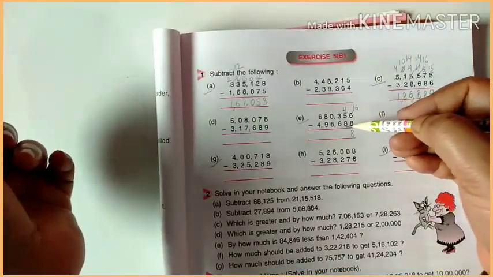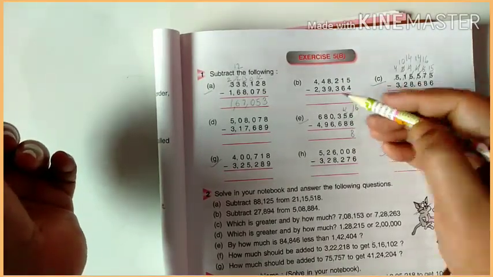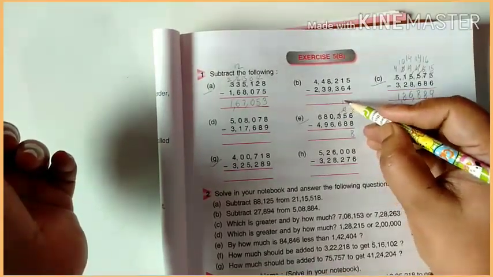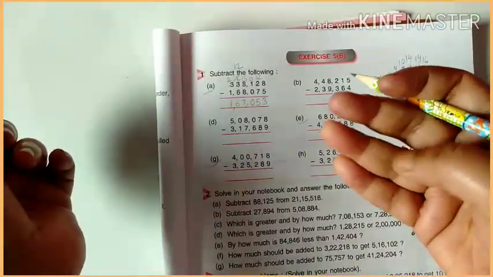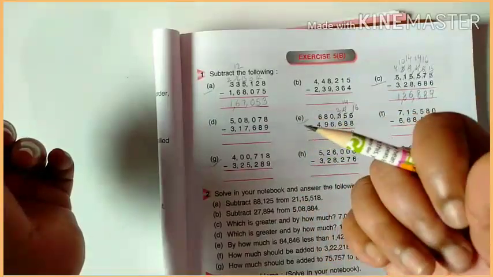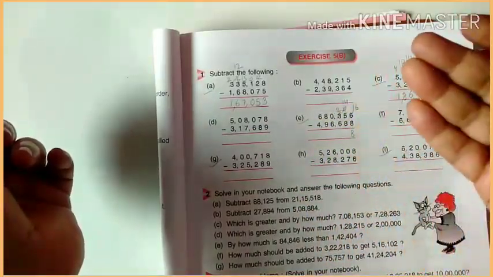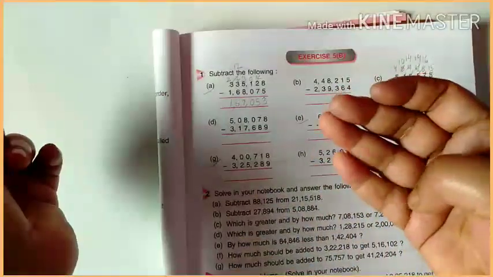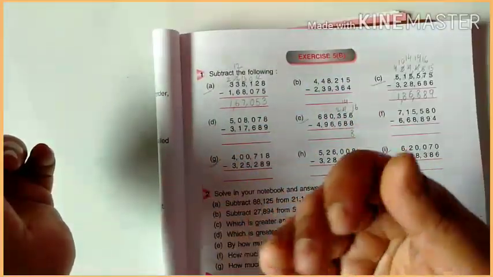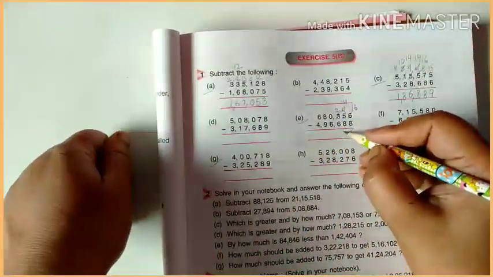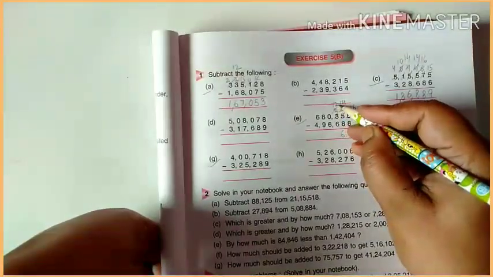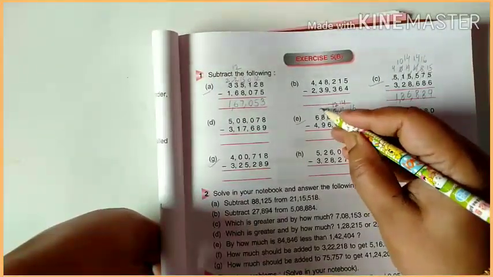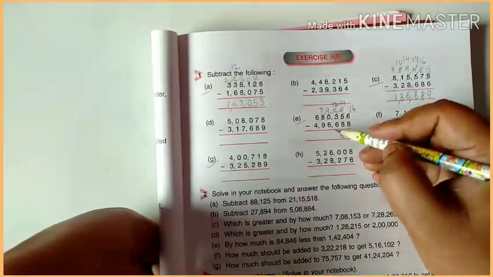Now 4 minus 8 is possible? No. So it will again take a carry here and it will become 14 and it will become 2 here. 14 minus 8: 14 is here, and how much do you have to subtract? Minus 1, 2, 3, 4, 5, 6, 7, 8. Then how much will be left? 1, 2, 3, 4, 5, 6. So write 6 here. 2 minus 6 is possible? No. So carry, 12. 12 minus 6 is 6.